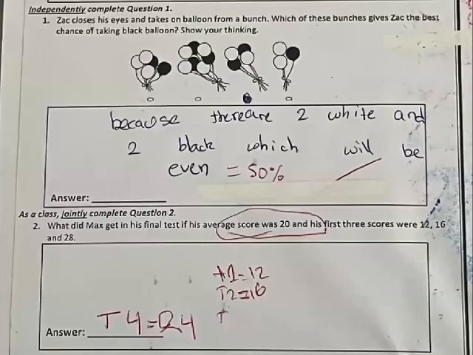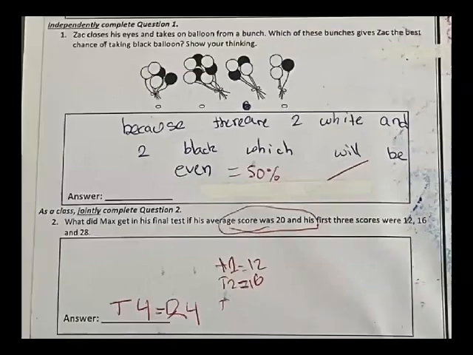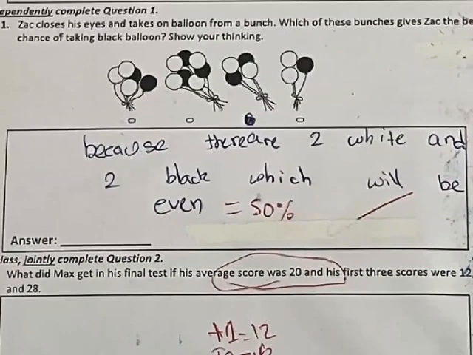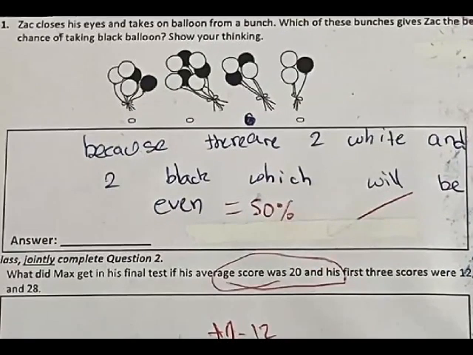Yes. Understood, Abdurrahman? Okay, alhamdulillah. So we have another question here. Zach closes his eyes and takes a balloon from a bunch. Which of these bunches gives the best chance of taking a black balloon?